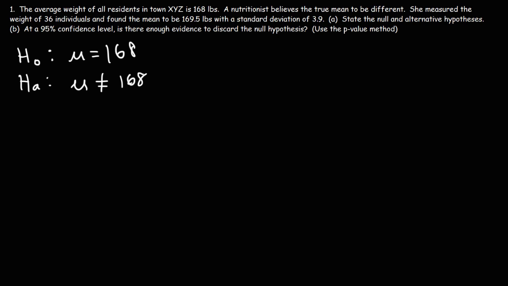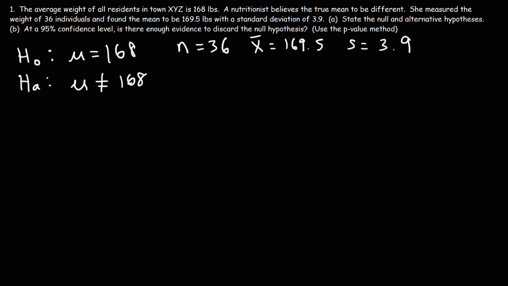At a 95% confidence level, is there enough evidence to discard the null hypothesis? Now we're going to use both methods, the traditional method and the p-value method, so you could distinguish the two. So let's begin by writing down what we know. The sample size n is 36. She measured the weight of 36 individuals. The sample mean, x bar, is 169.5 pounds. The sample standard deviation, represented by the symbol s, is 3.9. We don't know the population standard deviation in this problem.